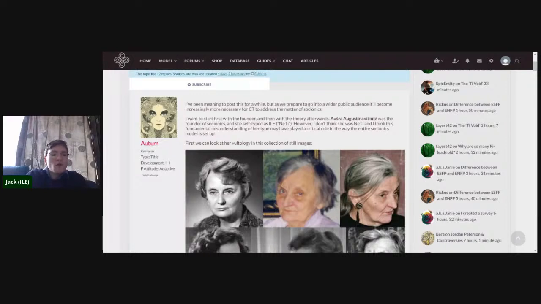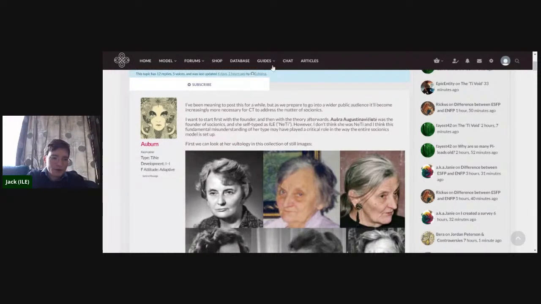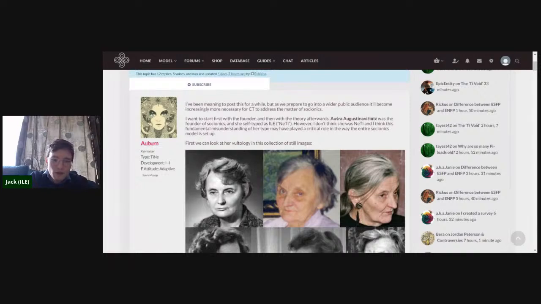So first, let's start with Auburn's argument. Let's get into this properly. So he says this: I've been meaning to post this for a while, but as we prepare to go to a wider public audience, it will become increasingly necessary for CT, cognitive type, to address the matter of socionics. I want to start first with the founder and then with the theory afterwards. So Augusta Augustinavichiute was the founder of socionics, and she self-typed as ILE. Yes. However, I don't think she was ENTp, in the cognitive type theory at least.